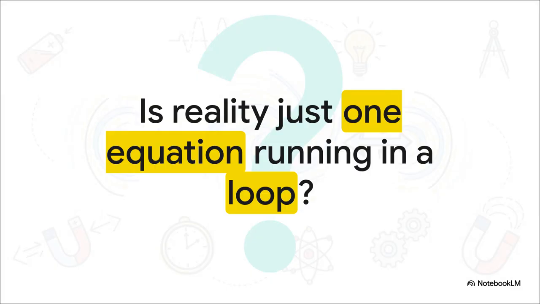And that's where we'll leave it, with this one absolutely mind-bending question. Could it be? Could all the richness and complexity of our world, at least the electromagnetic part of it, really just be one simple equation running in a tiny 60-step loop forever? It's a pretty wild idea to chew on.